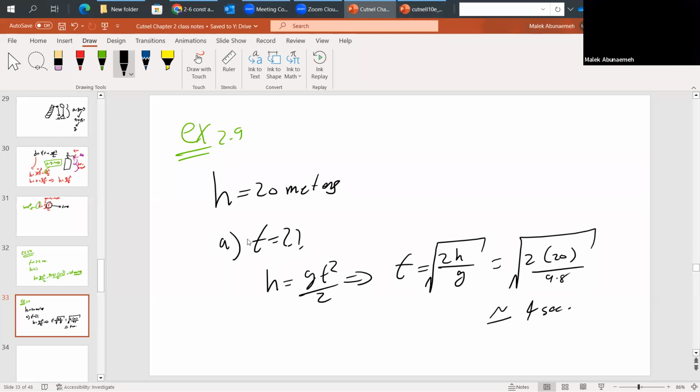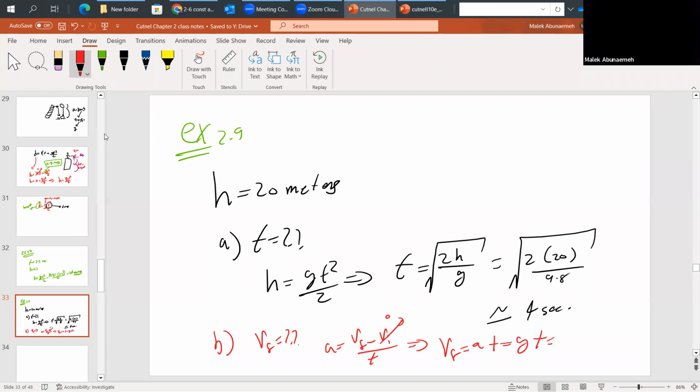Now, what was the final speed? B, you're looking for your final speed. You know from your acceleration that it is your final minus your initial divided by your time. Again, your initial is going to be 0. That means your final speed is going to equal your acceleration times your time, and your acceleration is your gravity, so it's 9.8 times 2. So you should get 19.6 meters per second.